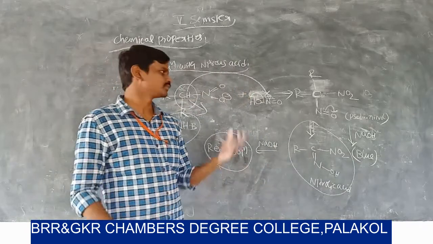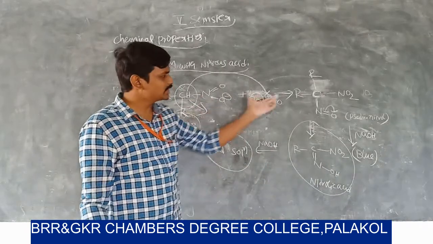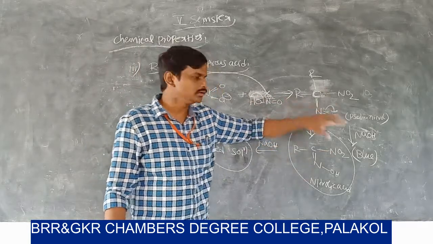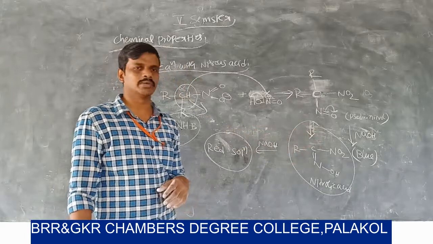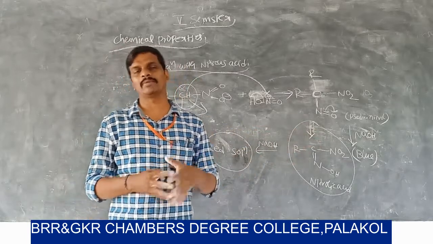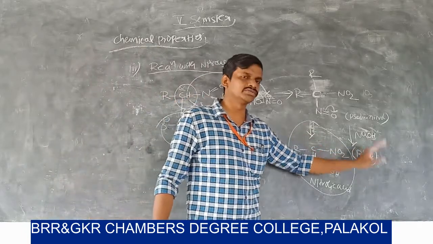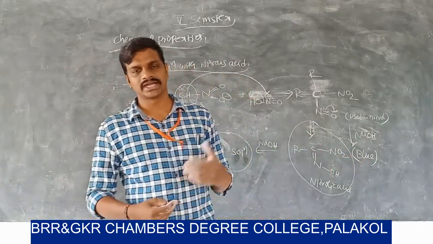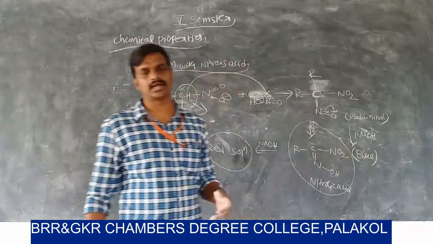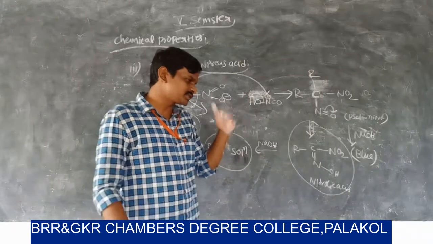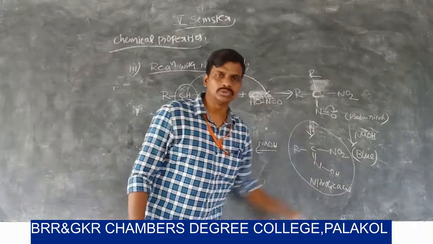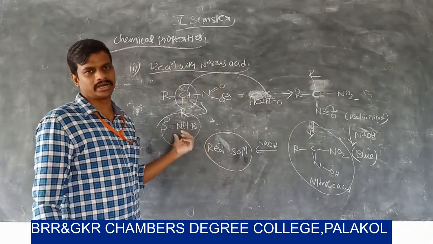For example, the nitrohydrocarbon is treated with nitrous acid. After the formation of nitronic acid or pseudo-nitrol, we treat with sodium hydroxide. If it gives red color, then the compound is primary nitrohydrocarbon. If it forms blue color, then it is secondary nitrohydrocarbon. If it generates neither red nor blue, then that is tertiary nitrohydrocarbon.